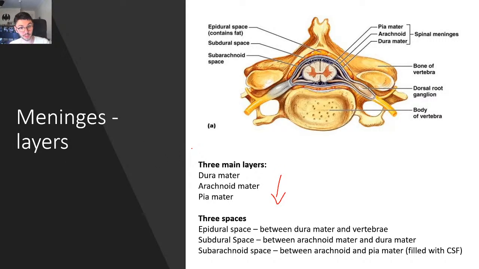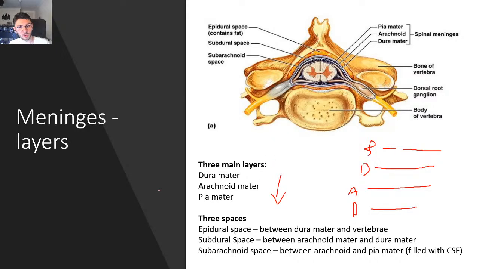We also have three different spaces. So we have something called an epidural space, which is between the dura mater and the vertebrae. So that's between the bone and the dura. We then have the subdural space, which is between the arachnoid mater and the dura mater. So if we can imagine, there are the different layers. If we have bone here, that's bone. We have dura here, and then we have arachnoid and pia mater. So it's the spaces in between.